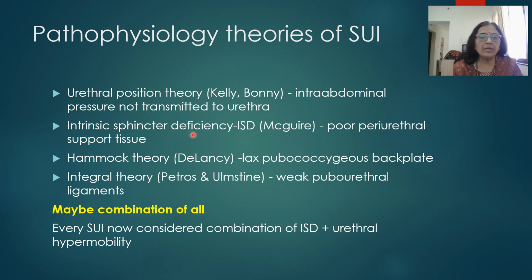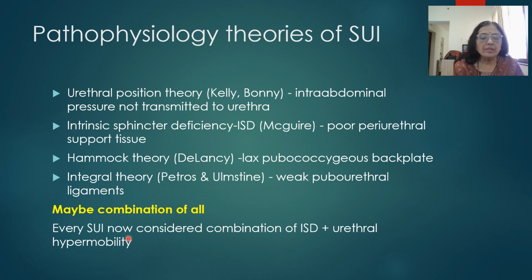There can be associated sphincter deficiency with the pubococcygeus becoming lax, and the ligaments also getting weakened. All these in combination can lead to SUI in a given patient, rather than one patient having only one underlying pathophysiology. So this is most important. That is why I have made it bold that in a given patient, we can have a combination of all these four factors, the underlying pathophysiology problems.